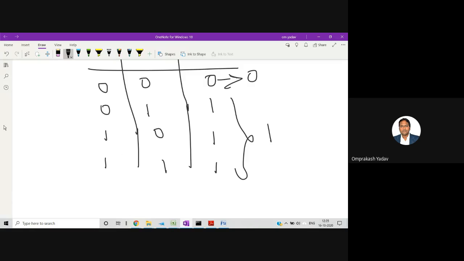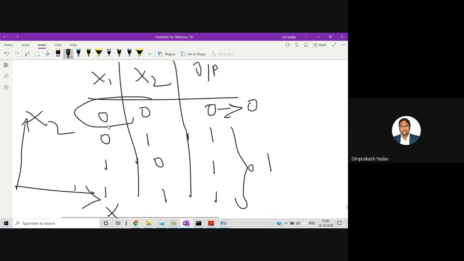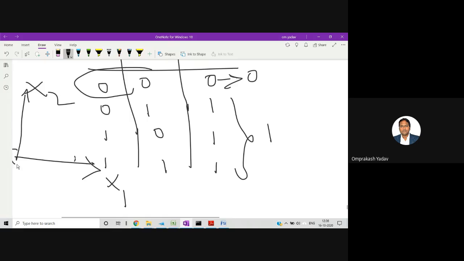Now we are going to plot this. This is my x1 and this is my x2. The first input x1, x2 is 0, 0 and the output is 0, so this 0, 0 will come over here. Then 0, 1, and the output is 1, so I'll mark it here as a cross. Then 1, 0, output 1. Then 1, 1, output 1.